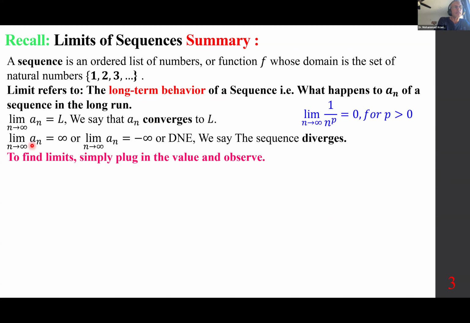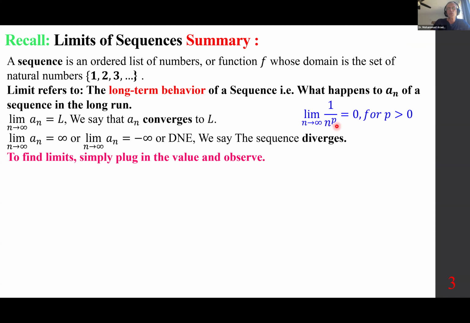If the limit of a sub n as n approaches infinity equals infinity or negative infinity or does not exist, we say the sequence diverges. To find the limit, simply plug in and observe. Now, there are some theorems that we're going to look at.